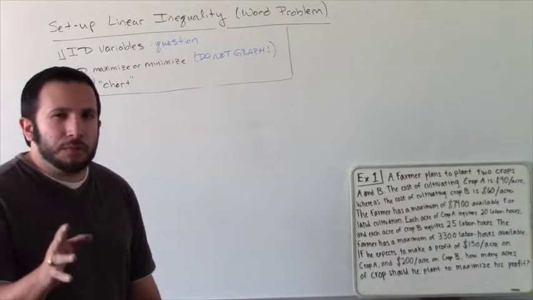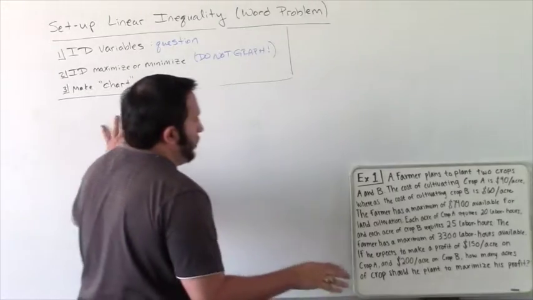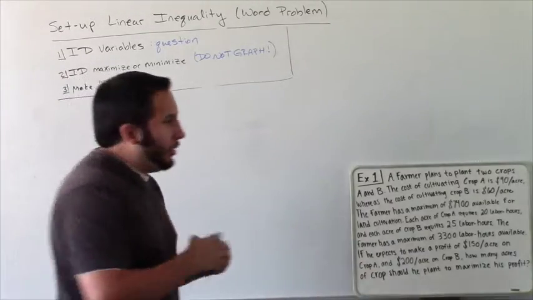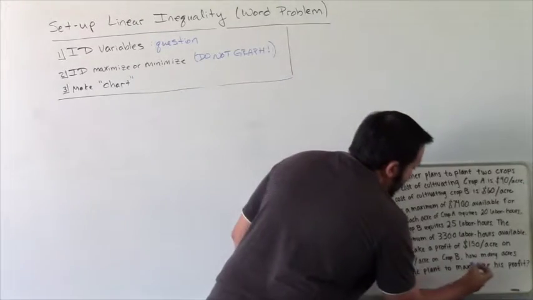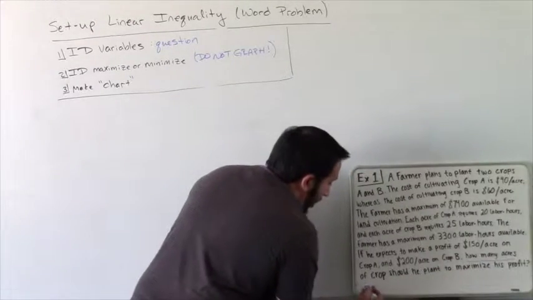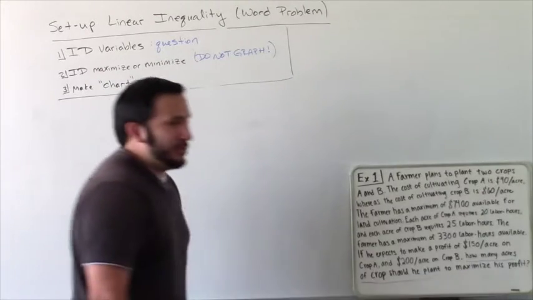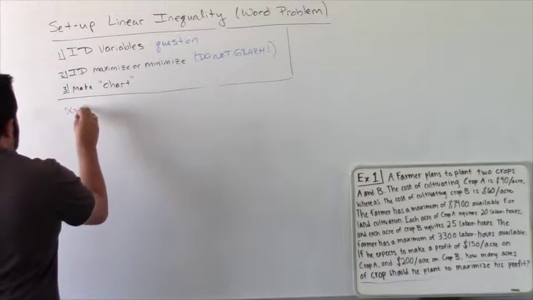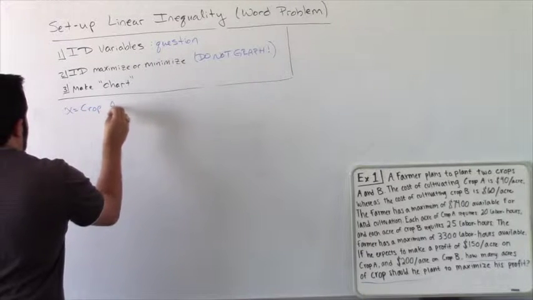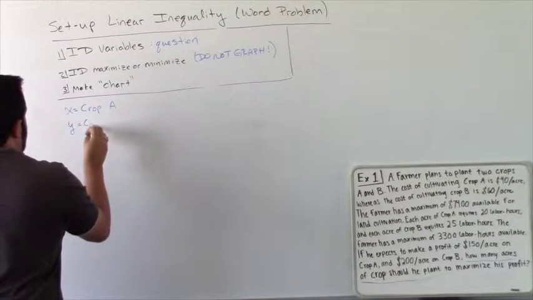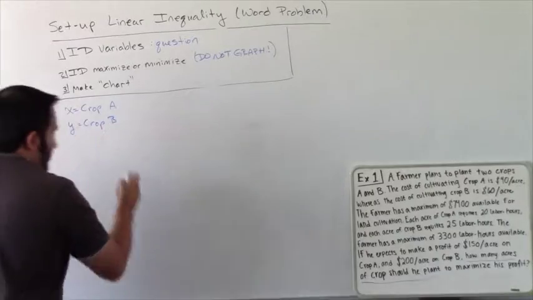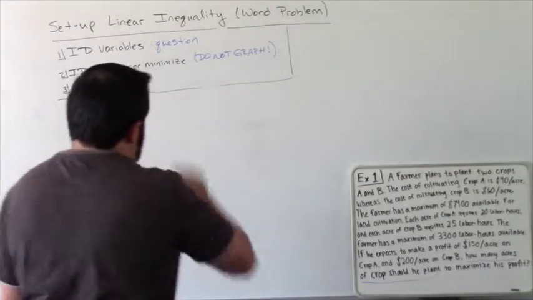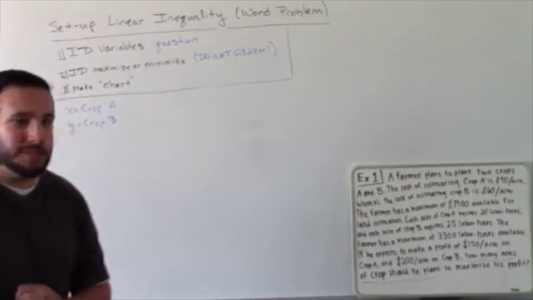And now let's go through our process, all right? It's going to make your life easier if you go through this process. First thing, we need to identify my variables. What am I looking for? And what I am looking for is how many acres of crop should he plant? That's your x and your y. I want to make my x my crop A and my y my crop B. Because this is what you're looking for. This is what you're solving for. Now, let's make sure we figure out what am I trying to maximize or minimize.